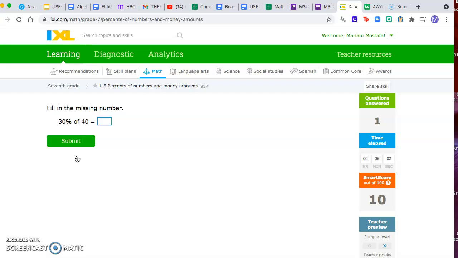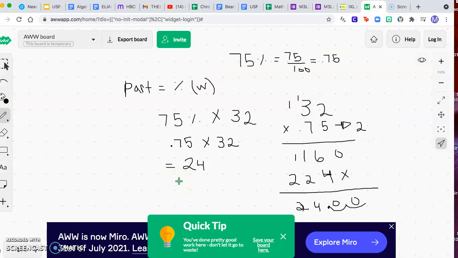So same thing. What is 30% of 40? So again, 30% of 40, what do I do? So here, I'm going to erase what I have.